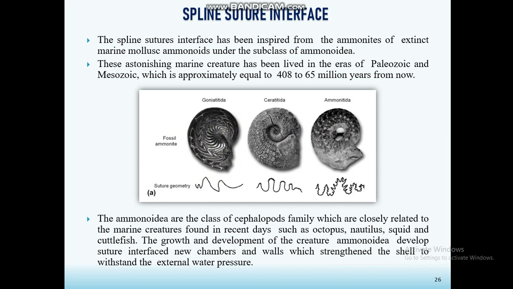They need to protect themselves, right? They are so soft that they developed shells through the evolution process. And through evolution, we can notice the spline sutures on the shells. These spline sutures enhance the strength of ammonite shells. Researchers concluded that spline sutures enhance the strength of ammonite shells. So I took the spline suture interface from ammonites.